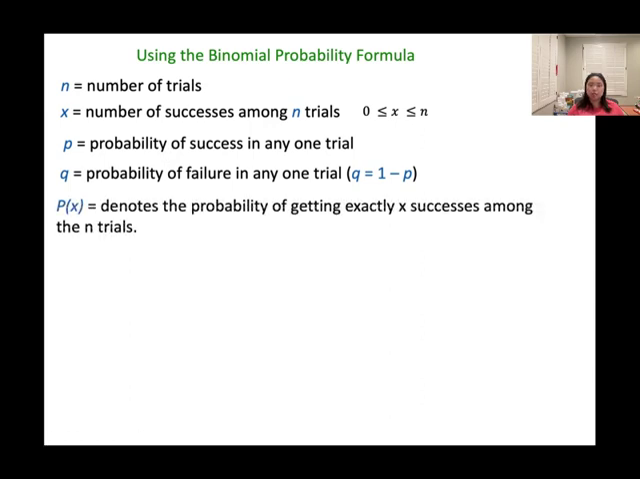P of X denotes the probability of getting exactly X successes among the n trials. So if we want to find 4 of you win the free burger, we will say P of 4, probability that 4 of you can win the free burger. Okay, so I need you guys to remember all this notation.